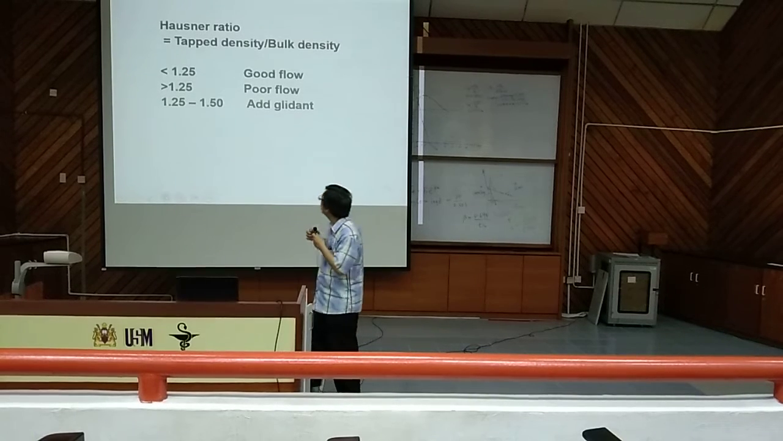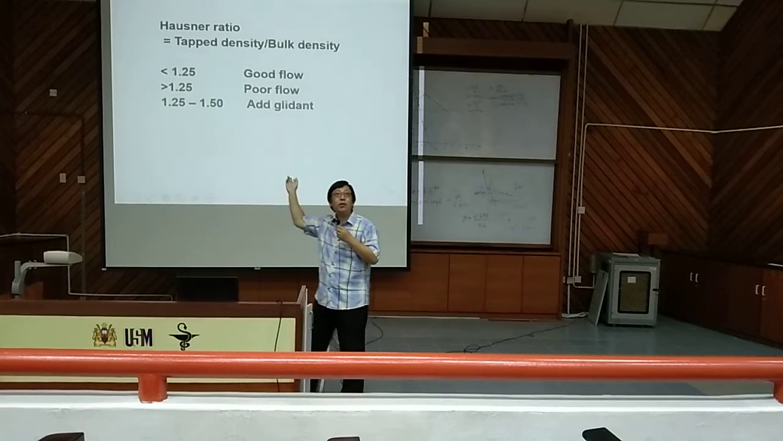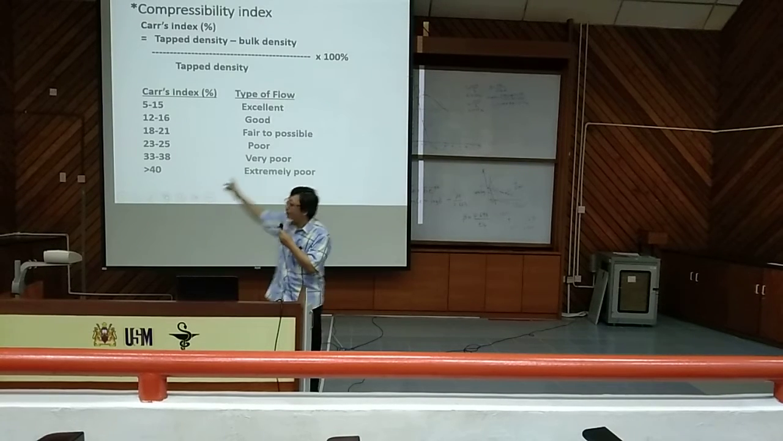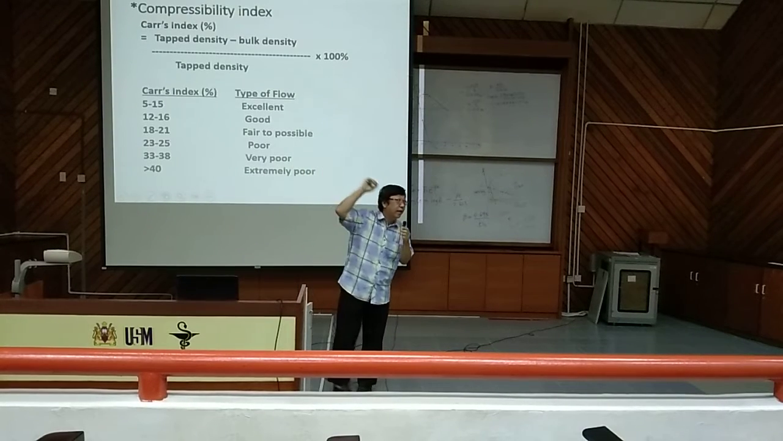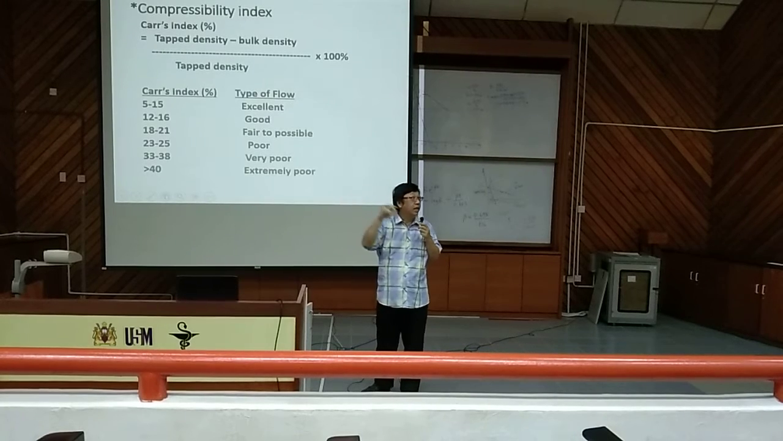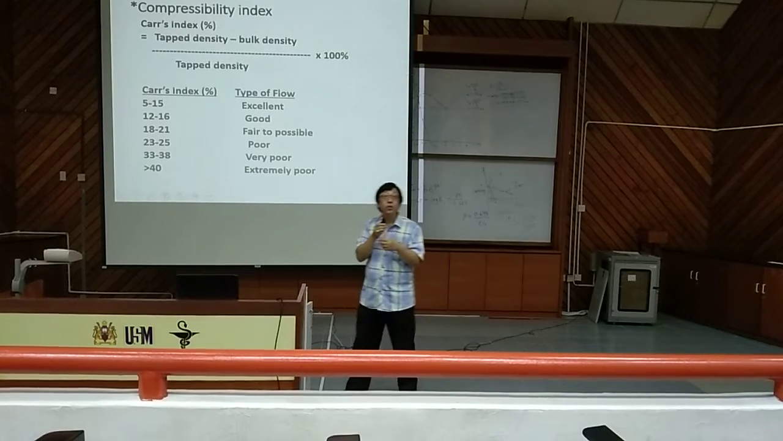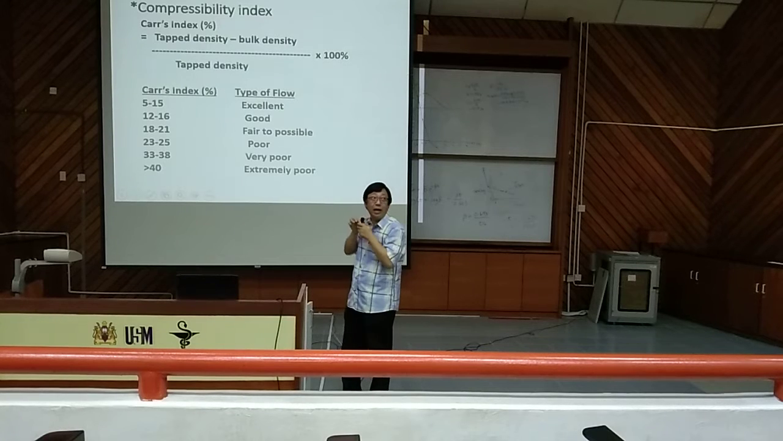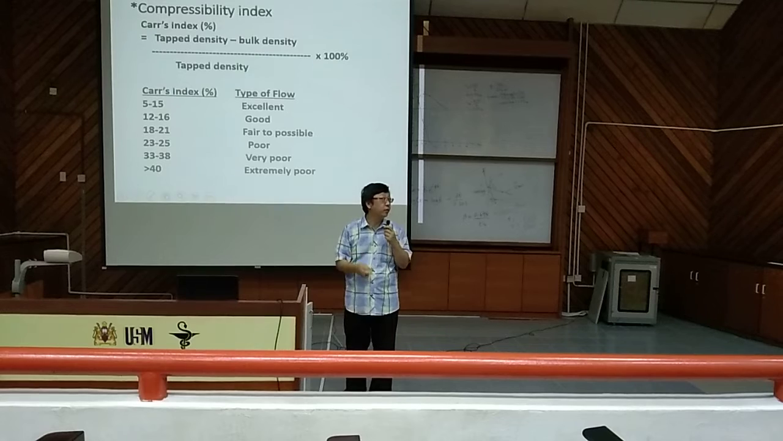Is that correct? Okay. So you remember what we talked about, the compressibility index? Yes, we talked about this one. Under compressibility index, there are two parameters. One is called Carr index. The other one is Hausner ratio. So in the industry, you need to use at least one, either this one or the other one. Of course, you can also go for both. Alright?